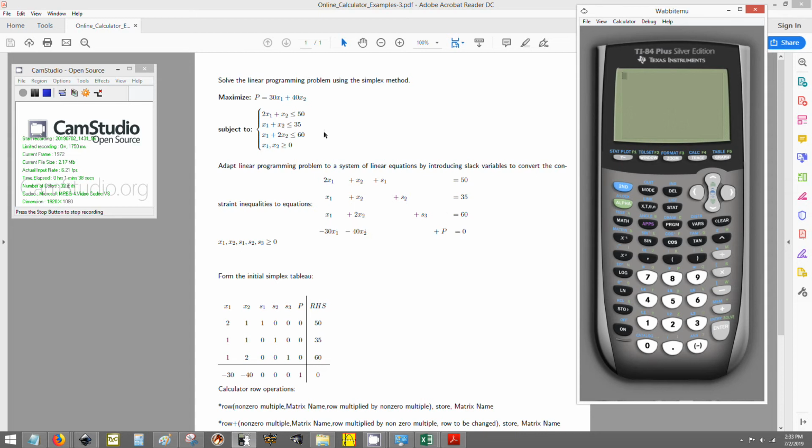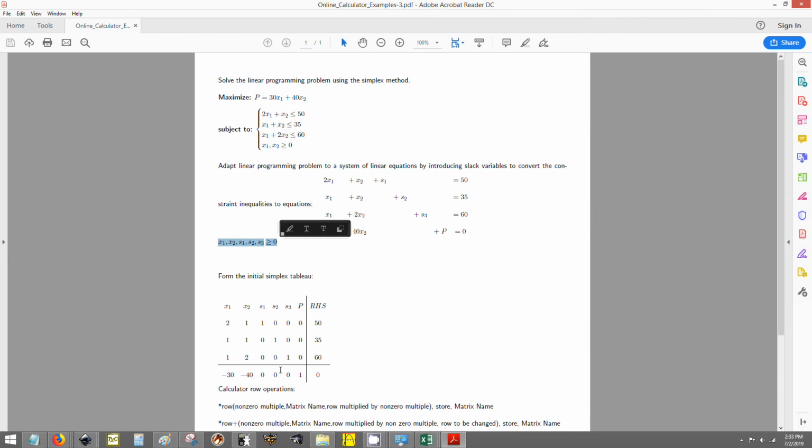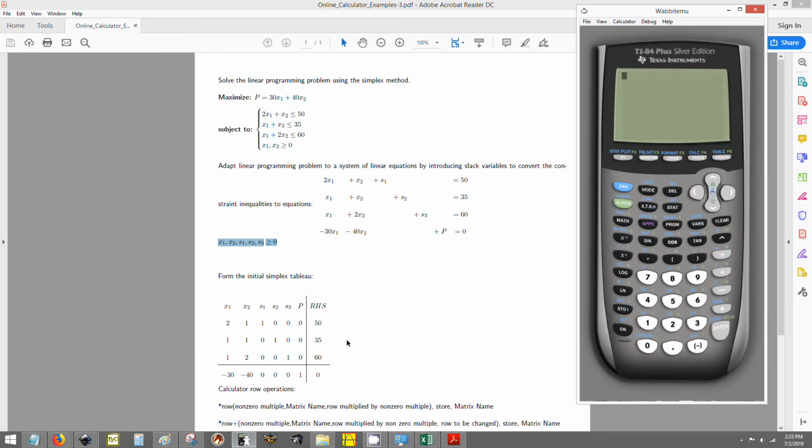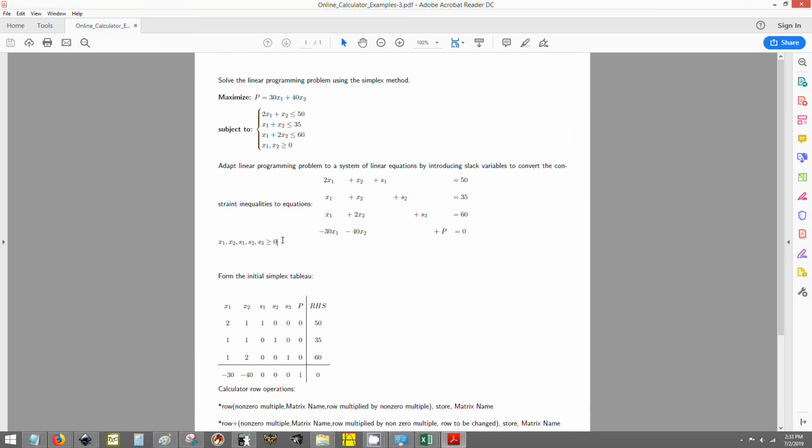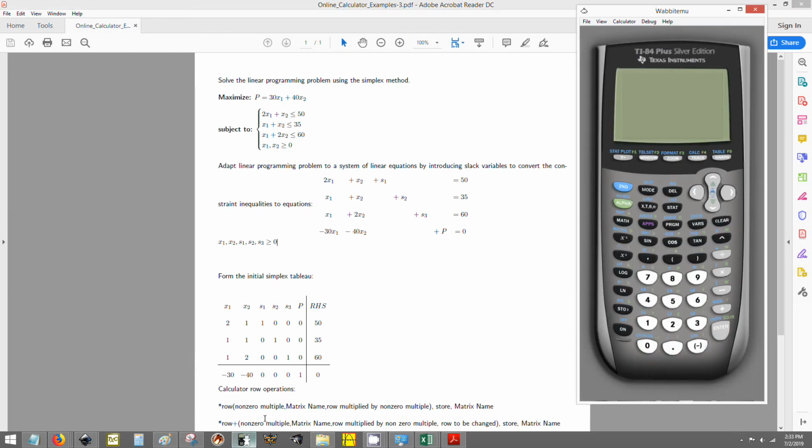And then we solve the objective equation for 0, meaning that we just subtract whatever's not on the p side from both sides to get negative 30x1 minus 40x2 plus p is equal to 0. And then I've just listed the constraints because now that we have those new variables, they're also going to be positive. Although this doesn't come up in the simplex method, I guess it's just a way to check and to be correct. Anyway, now we need to make the initial simplex tableau, which is a matrix.